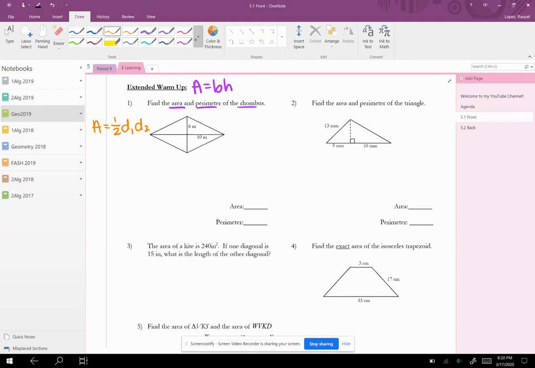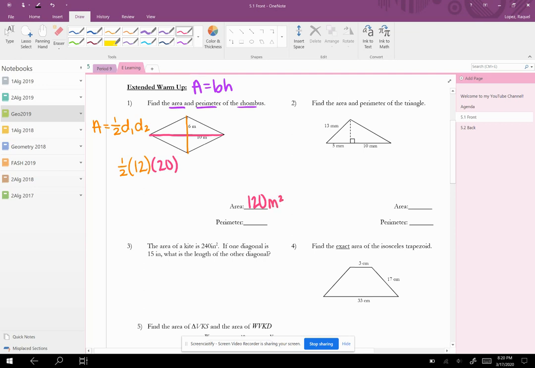So I know that my short diagonal, I should say, measures 12. So we're going to go ahead and plug and chug. That's 12. This other diagonal here is going to measure 20. And then after that, it just really becomes a matter of multiplication. And so you should get a final area of 120 meters squared.